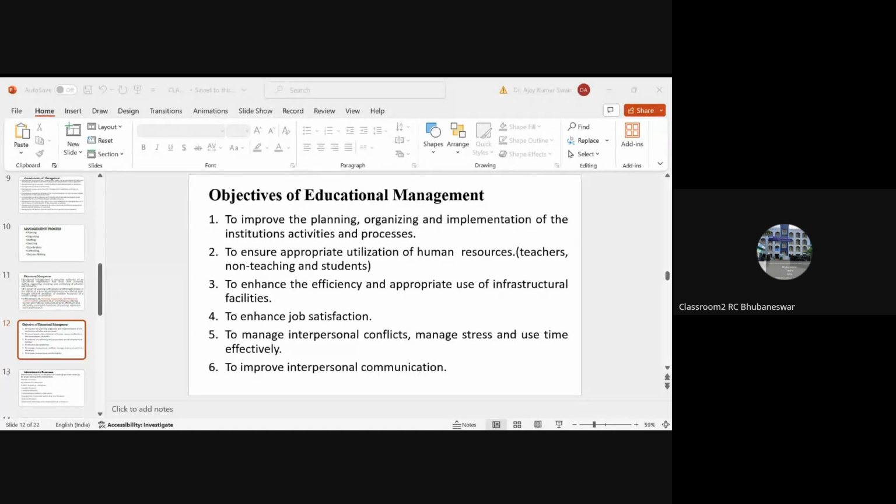Third one is to enhance the efficiency and appropriate use of infrastructural facility. In most of the schools, I have observed during visits, either in squad duty of a board, university council, or during classroom visit, classroom teaching, or before when I was a DIET faculty, before joining in higher education, I was also a DIET faculty, OES2 officer. So I visited different schools in a block, 2 blocks were in my charge.